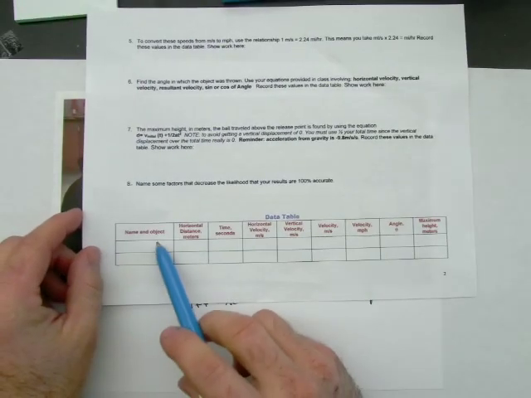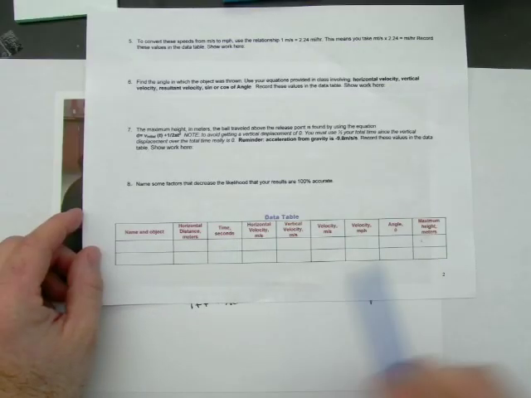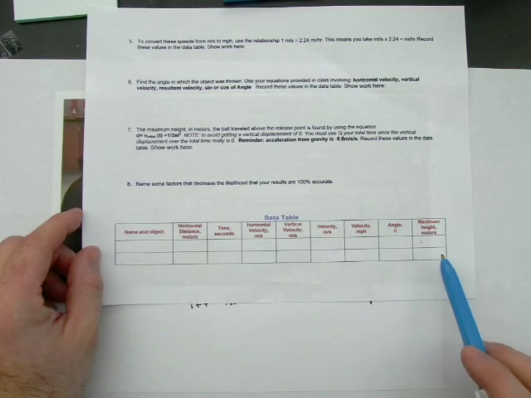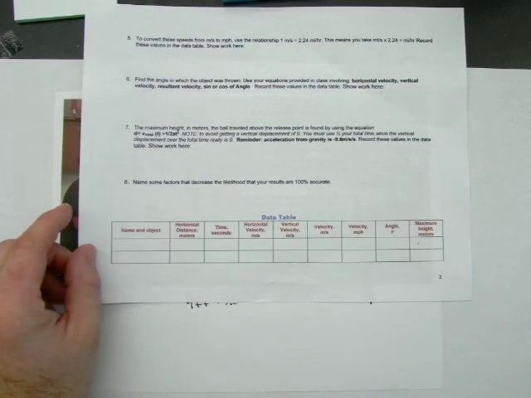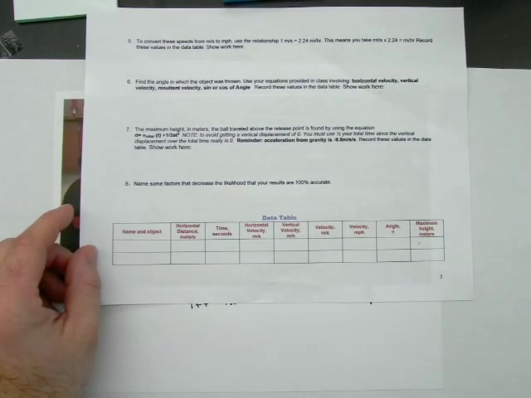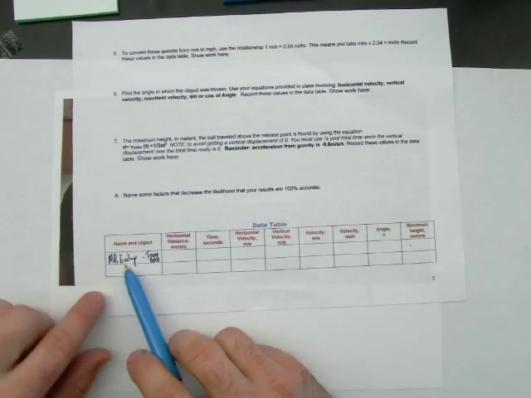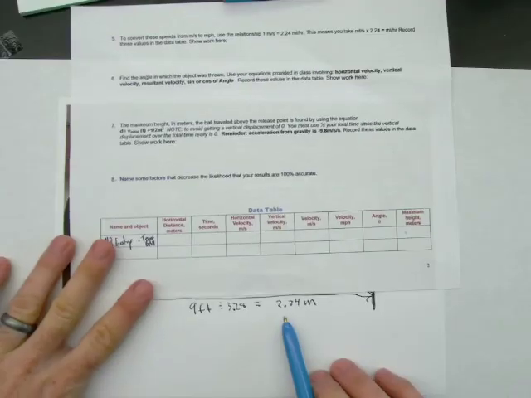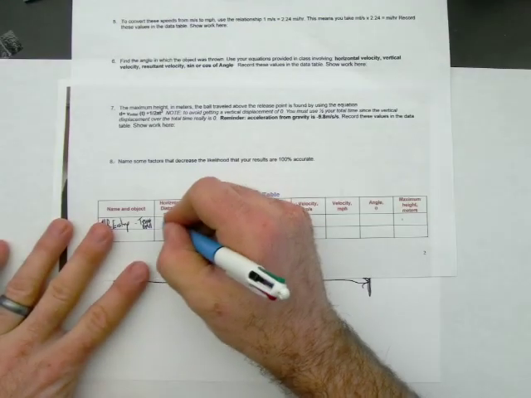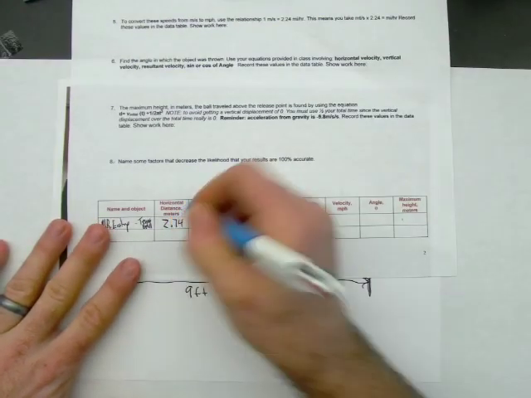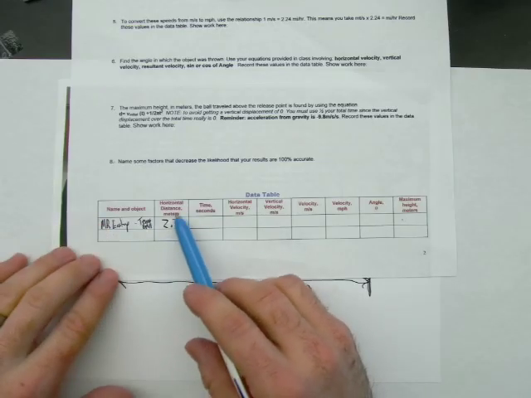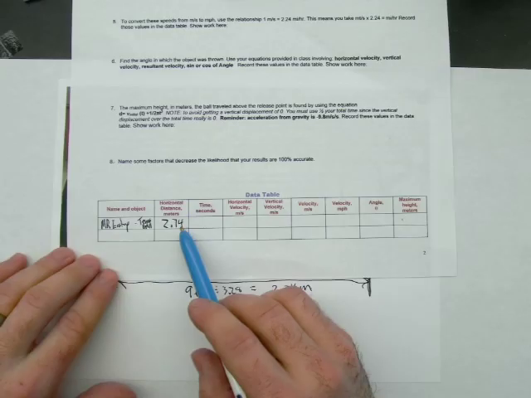As we're filling this out, we're going to start filling out this data table. You're going to do a line with this example, then you're going to do a line with your own data. So right now what we would have is Mr. Easley with the tennis ball, and our horizontal distance we just found to be 2.74 meters. You do not have to write meters since it's listed in the heading. If a column has a heading with units, you don't have to write the units there.